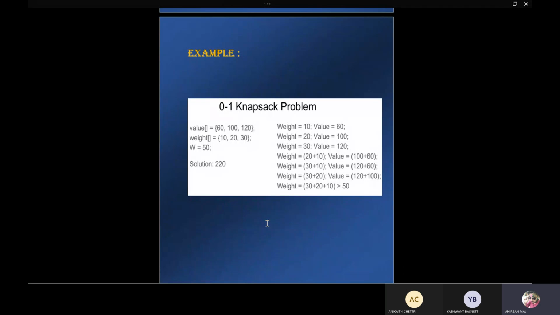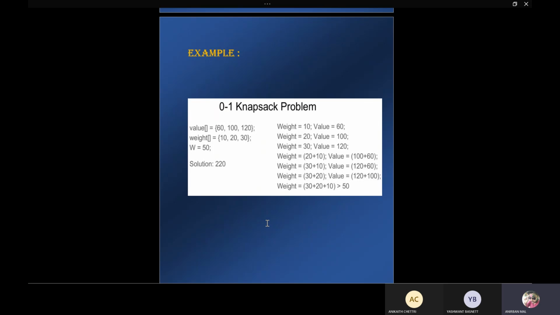The total weight here is 30, which is actually less than 50. Then the next set of weights is 30 and 10, which sum up to 40, which is still less than 50, and the value extracted is 180, that is 120 plus 60. Another example is 30 plus 20, which equals 50, which is valid, because the total weight can be equal to the target or less than that, at most equal to that.